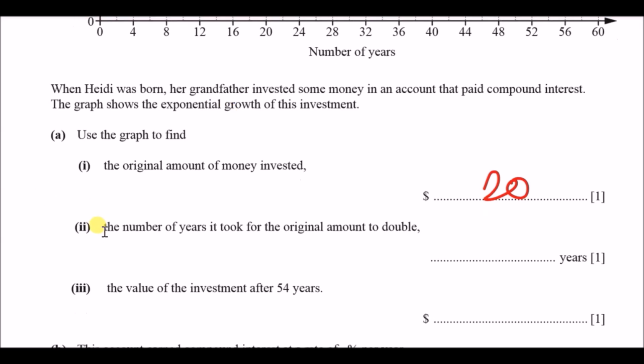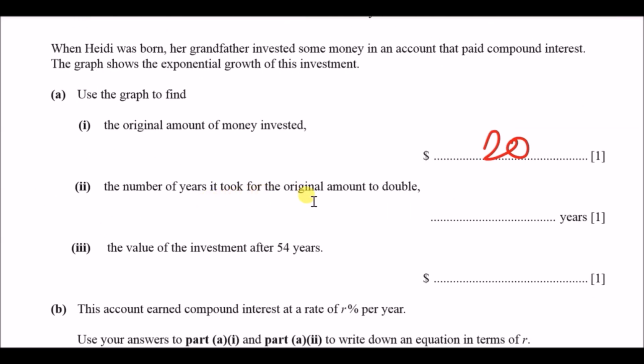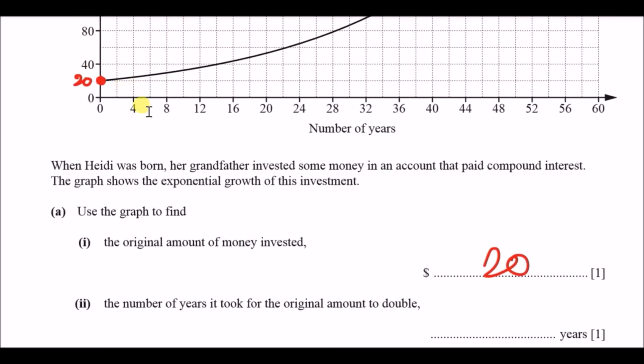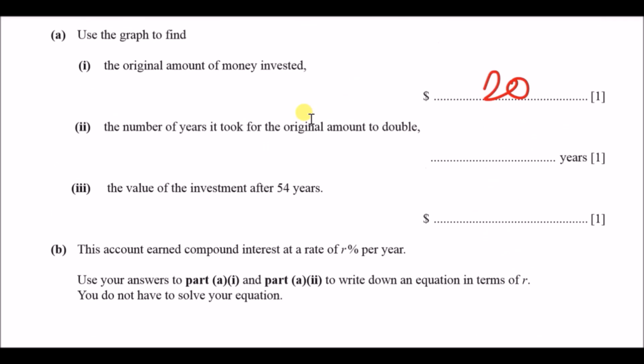B, part 2, the number of years it took for the original amount to double. Now the original amount we found out was 20. We're trying to find how long it takes to double it. So double 20 is 40, and 40 occurs over here. And that means it took about 14 years.